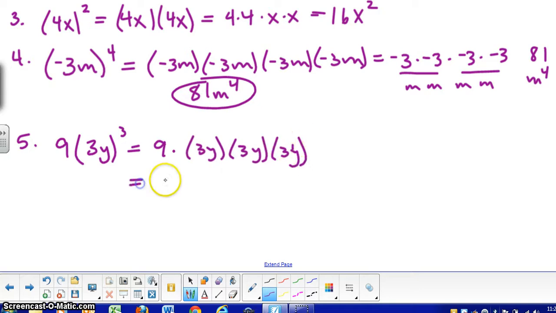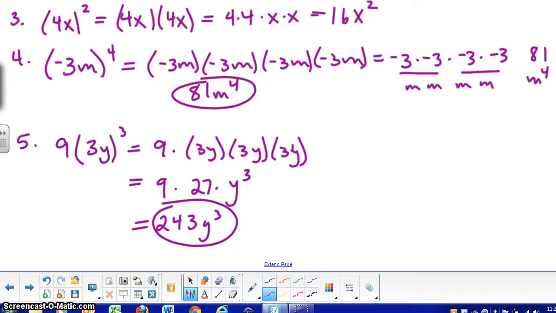Okay, so then if we multiply 3 times 3 times 3, you get 27. Y times y times y, you end up getting y to the 3rd. And then when you multiply those two together, 9 times 27 gives you 243, and y to the 3rd would also be part of your answer.